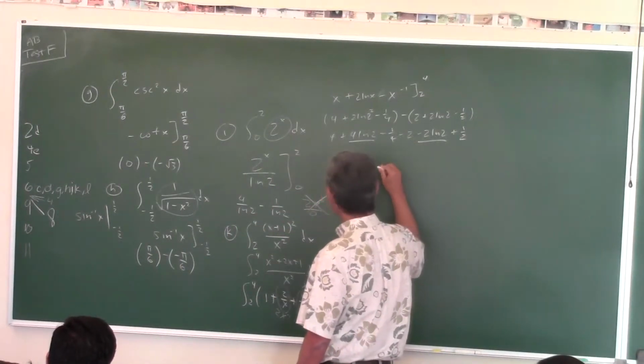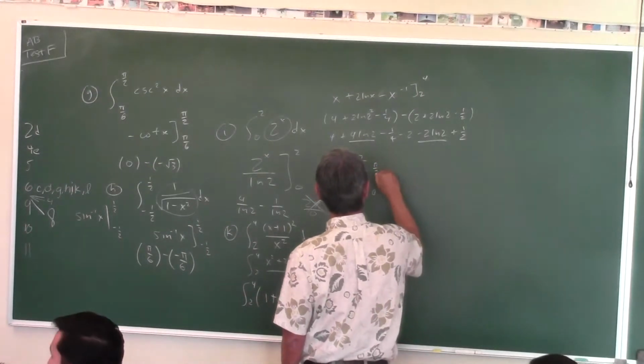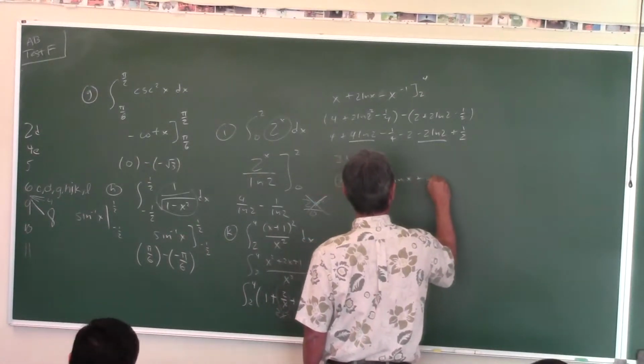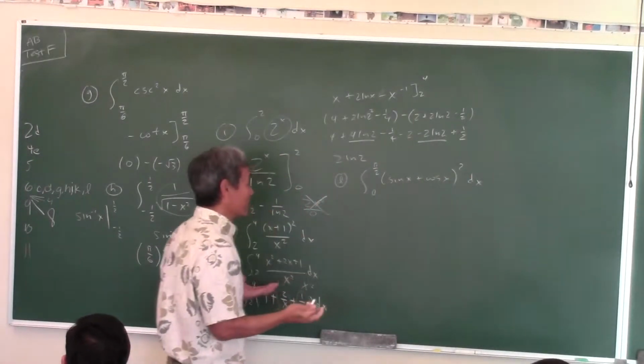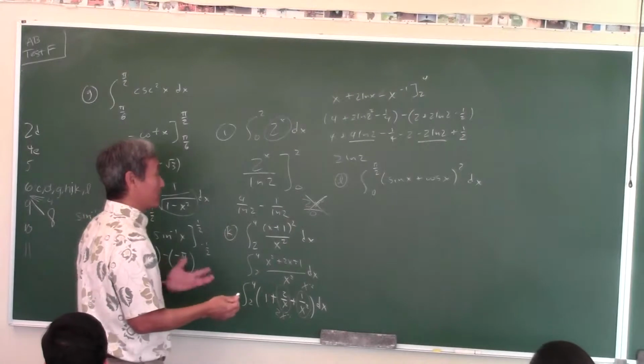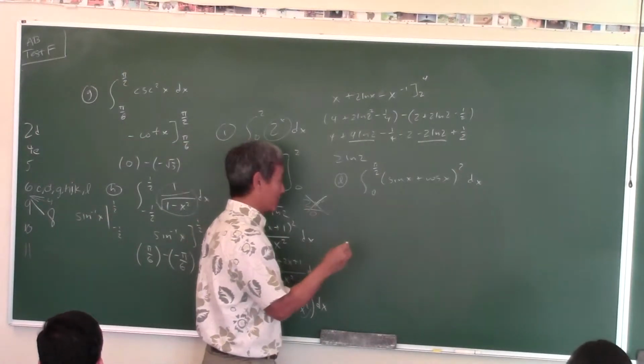Integral from 0 to pi over 2 of (sine x plus cosine x) squared. Okay, you can't do anything with this. You cannot, there's nothing you can do. I hope you didn't do this. Do not ever do this.